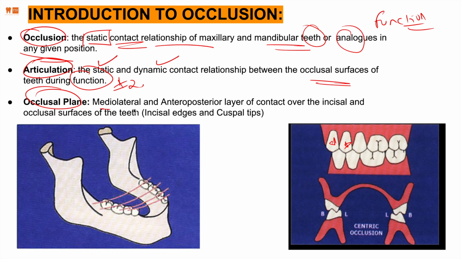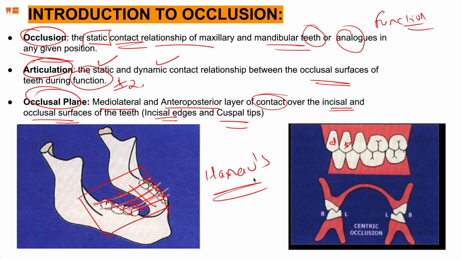Occlusal plane is the mediolateral and anteroposterior layer of contacts over the incisal and the occlusal surfaces of teeth, such as the incisal edges and cuspal tips. So imagine laying a big piece of paper on top of the mandibular teeth. Whatever shape it takes, such as the ones in the line right here, as well as the anteroposterior grid right there, that is the occlusal plane. Now, why it's important is what we will talk about in Hanau's squint. So wait up for that.